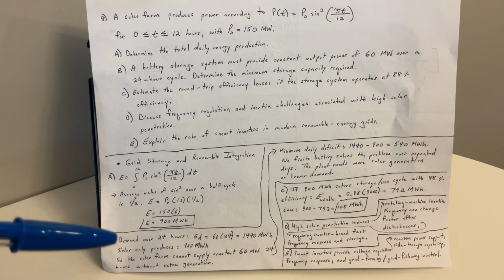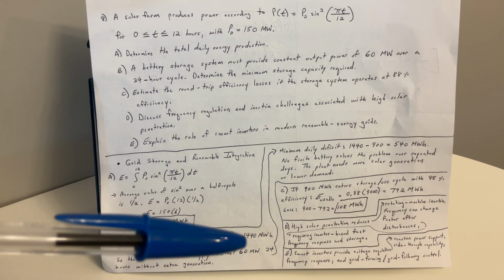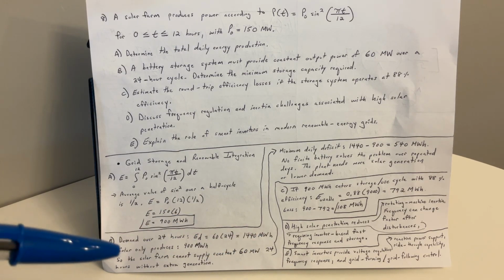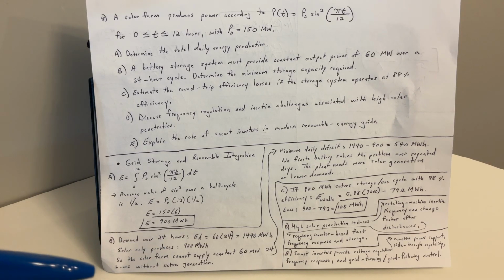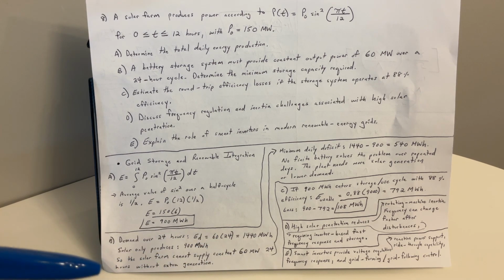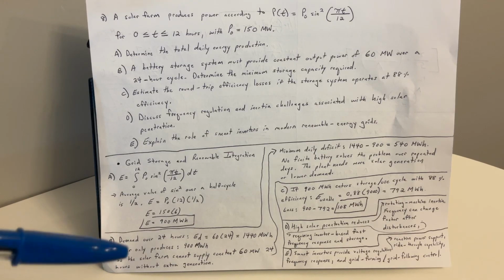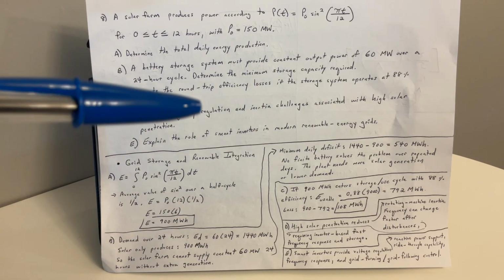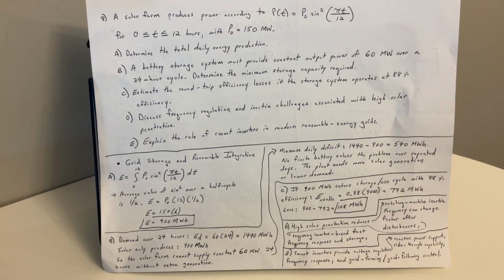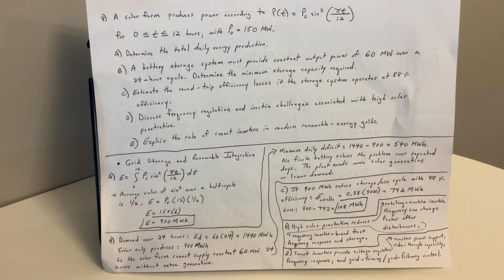Okay, so for B, demand over 24 hours, E sub D equals 60 times 24, that's 1440 MWh. Solar only produces 900 MWh, so the solar farm cannot supply constant 60 MW for 24 hours without extra generation. Minimum daily deficit, we get 1440 minus 900, that's 540 MWh. So no finite battery solves the problem over repeated days. The plant needs more solar generation or lower demand.